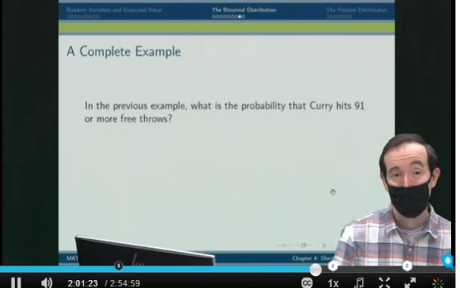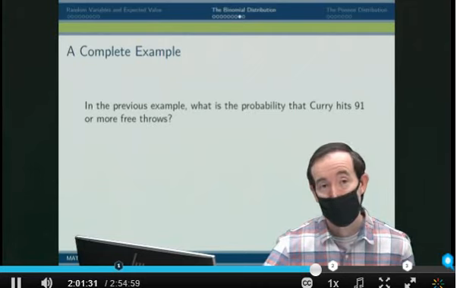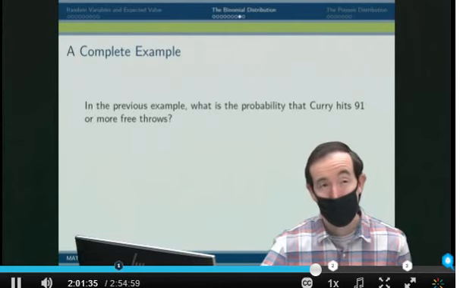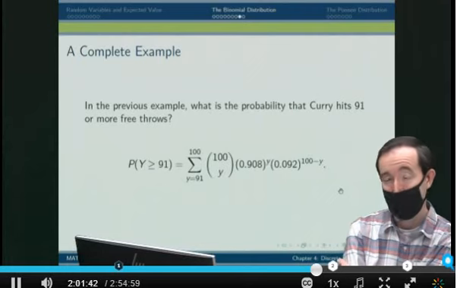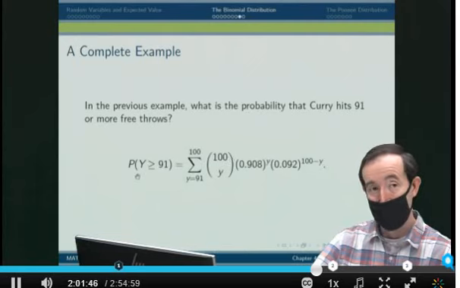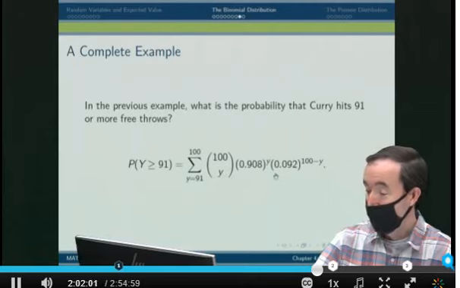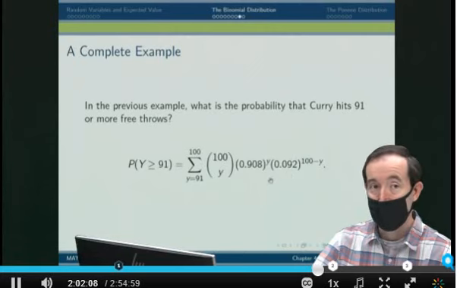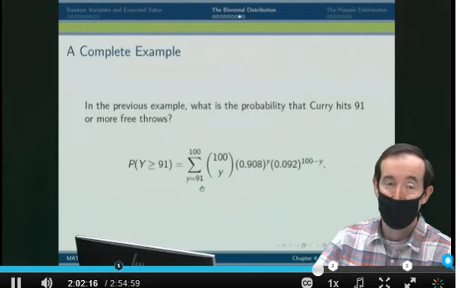Each one of those numbers can be computed with that probability distribution. I'd be 100 choose the number of hits times 90.8% to the number of hits times 9.2% to the number of misses. Okay? And so this is generally what that would look like as a formula. I want to find the probability that he hits 91 or more, so that my y variable here is greater than or equal to 91. So I add up all the values from 91 to 100 as the number of hits. 100 choose that number to pick which ones were hits, which ones were misses. I need that number of hits, and 100 minus that number of misses. So this is just applying that formula directly and then adding up each of the 10 values that you would need that correspond to each of those possibilities. 91 hits, 92 hits, 93 hits, all the way up to 100 hits.